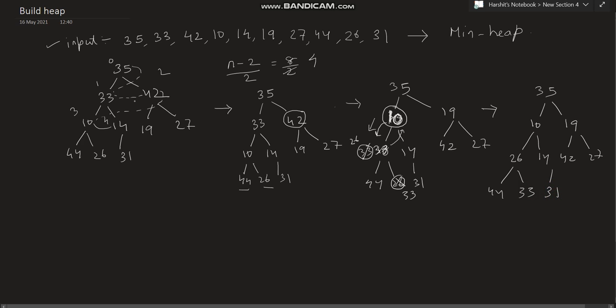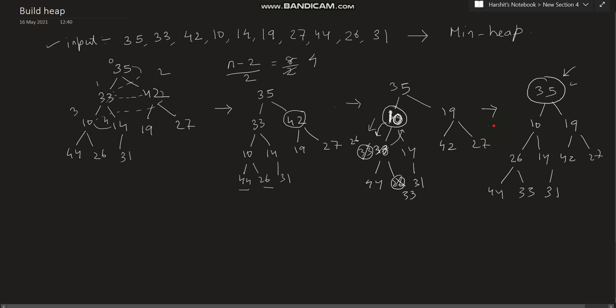Now we have performed heapify on 33. Next is the root node, on which we need to perform heapify. So heapify is generally done on that node which is violating the whole heap. Its left subtree is a heap, its right subtree is a min heap, but that node is violating the whole heap. Okay, so we will compare 35 with 10 and 19.